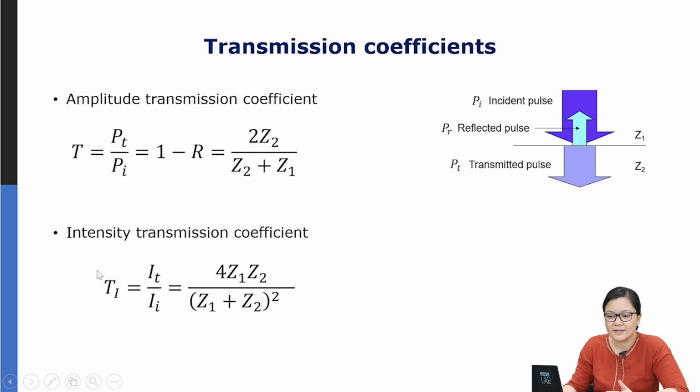We can also calculate the intensity transmission coefficient. So it's just the fraction of the intensity that's being transmitted through into the second medium. And it has the following expression here. Now, all these terms can be derived as well using the previous relationships that we have gone through to calculate the reflection coefficient.